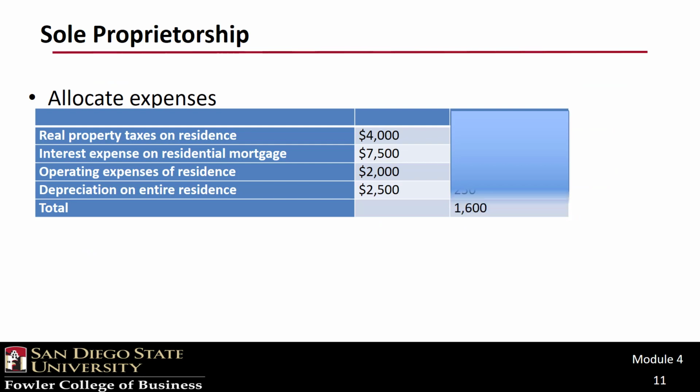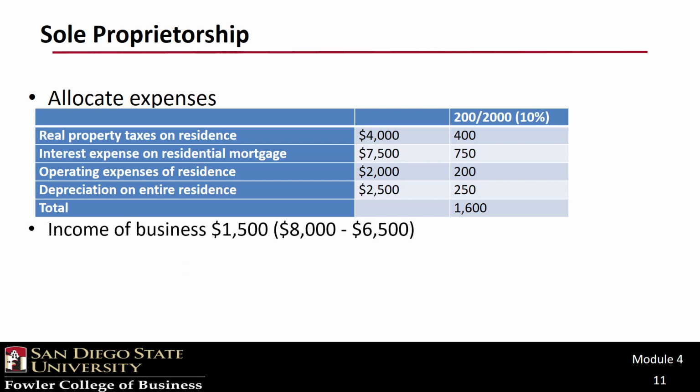We can now compute the business portion as 10% of each indirect cost. The total deductible expenses are limited to the income of the business before any deduction. That's $1,500. And now is when things get complicated. We need to categorize the expenses as either Tier 1, Tier 2, or Tier 3.